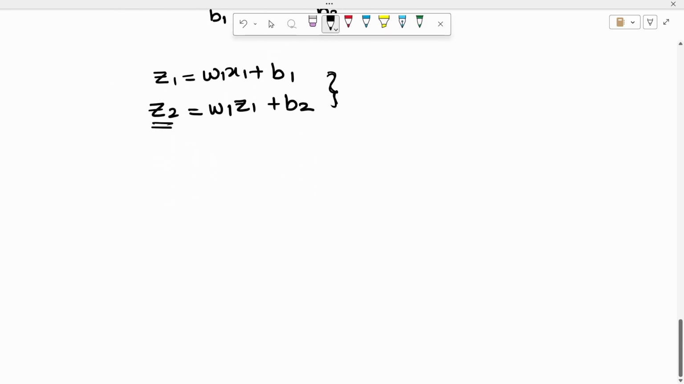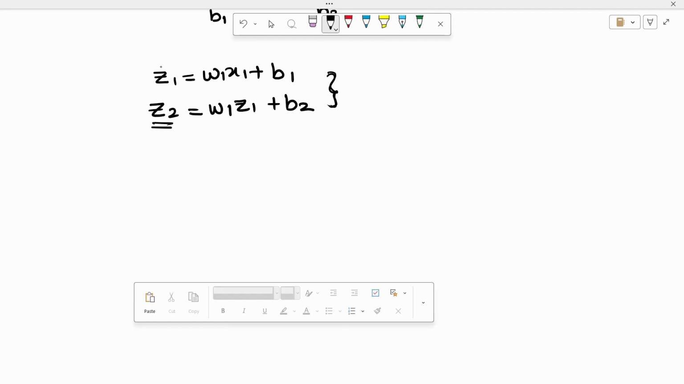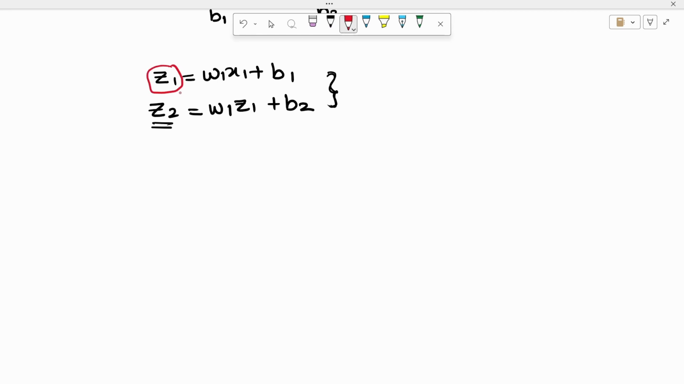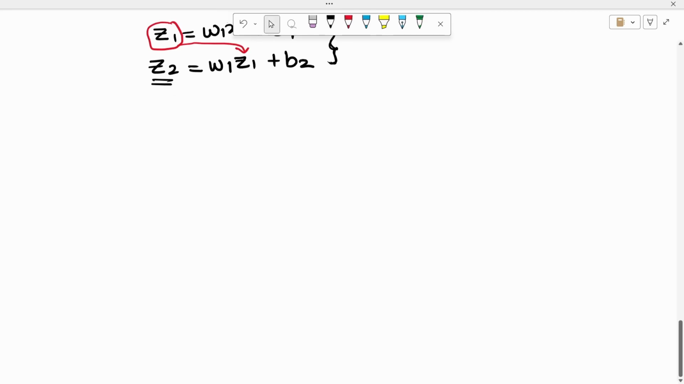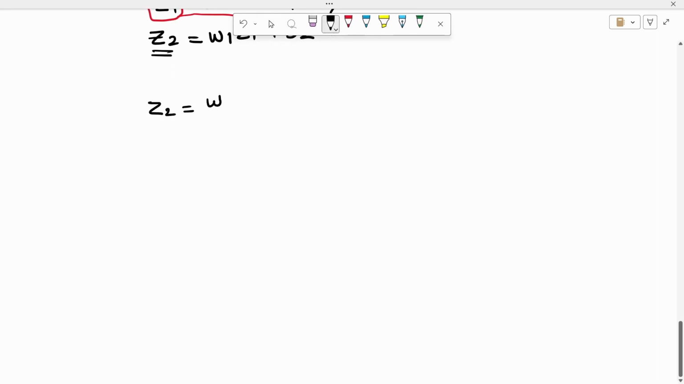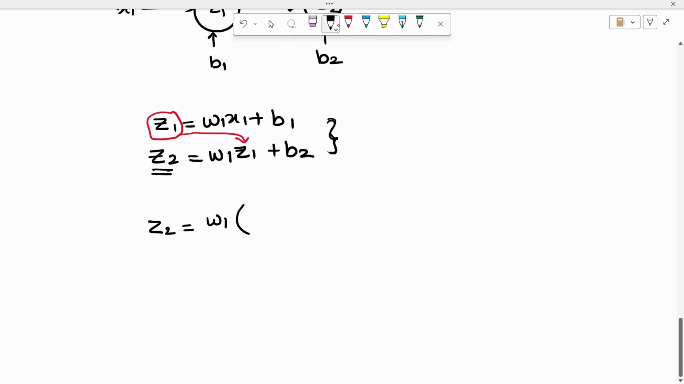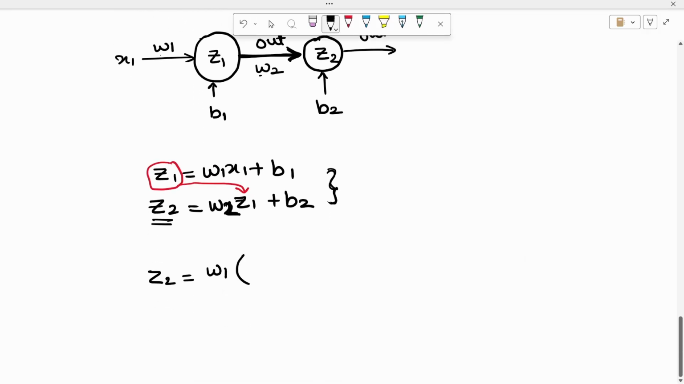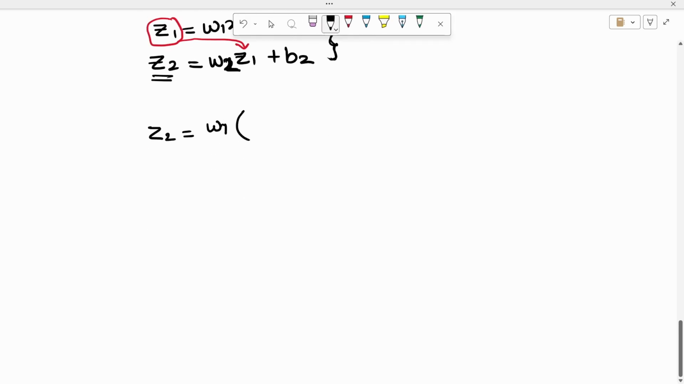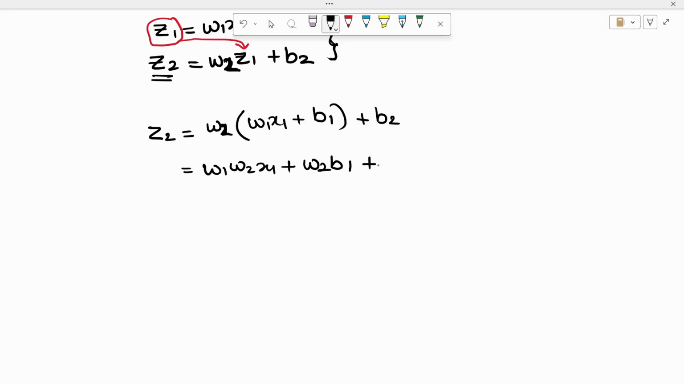Let's take a look at both these equations. You can notice that you can substitute the value of Z1 in here. So let's do that. Z2 equals W1 into, oh, this is not W1 by the way, this is W2, my bad. This is W2 because the weight of the output of Z1 is W2. So this is W2 into W1 x1 plus B1, plus B2. Now, if we simplify this, this will become W1 W2 x1 plus W2 B1 plus B2.